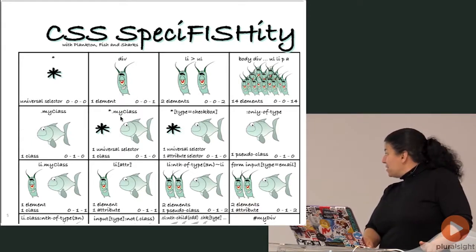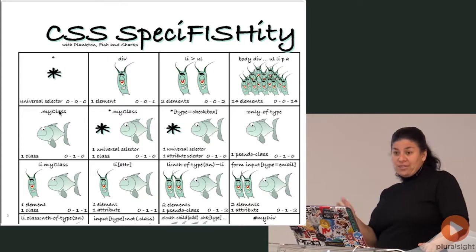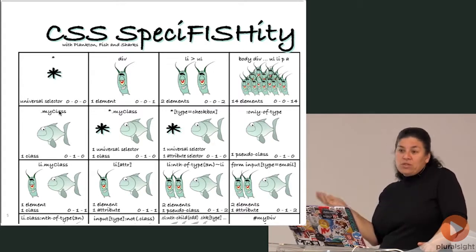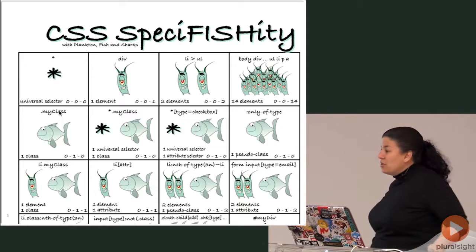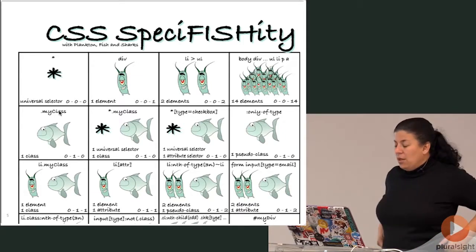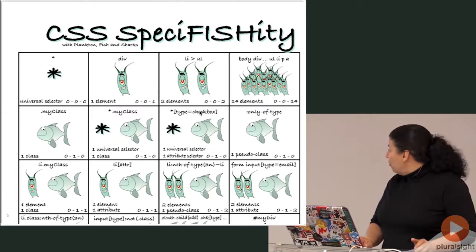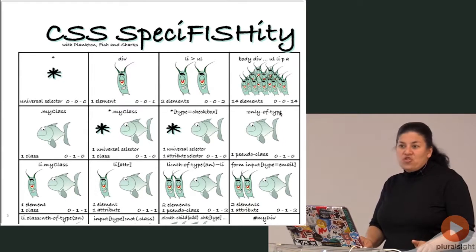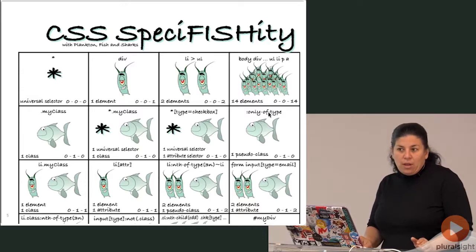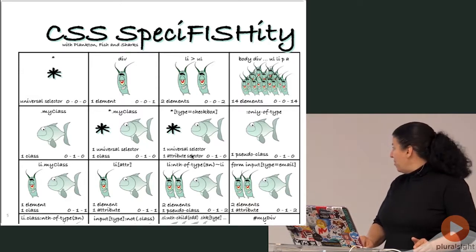So then we have classes. And so the weight of a class is always 0-1-0, or 0-2-0 if you have two classes. So what is a class in terms of a class weight? It's not just .myClass, but it's actually attribute selectors, UI selectors, structural selectors. Any pseudo class has the weight of a class. So you see all of these, or these four, all have the exact same value.